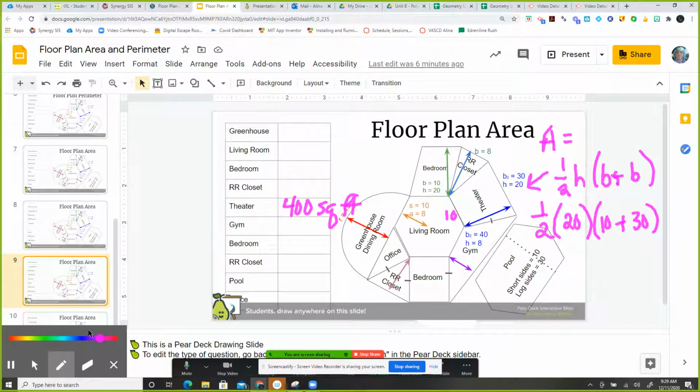Now the gym. What shape is the gym? Also a trapezoid. Yes. So I'm going to use that same equation. 1/2 the height. What was the height?